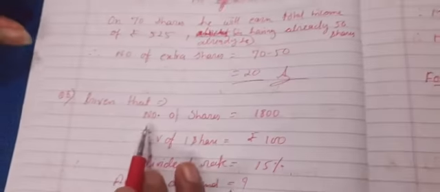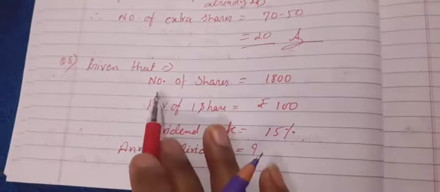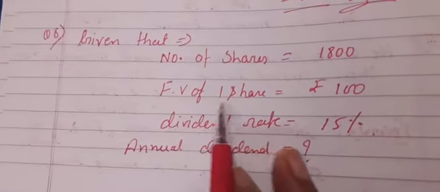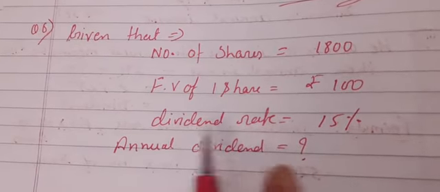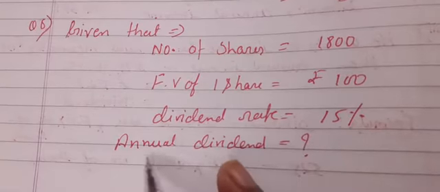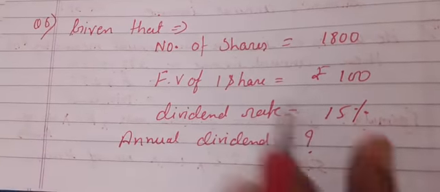First of all, I have noted whatever is given. Number of shares is equal to 1800. Face value of one share is rupees 100. Dividend rate is equal to 15%. So what is the annual dividend? We have to find out that.